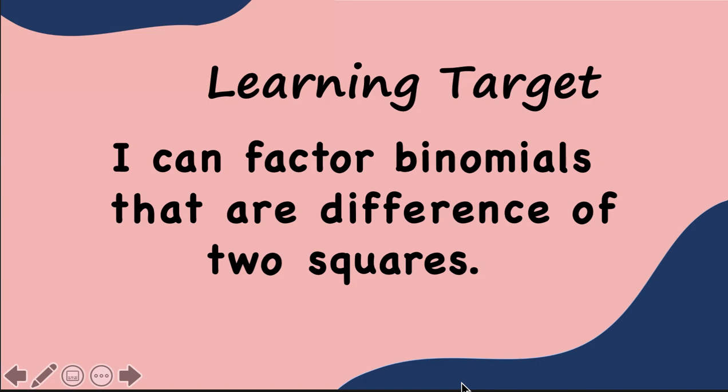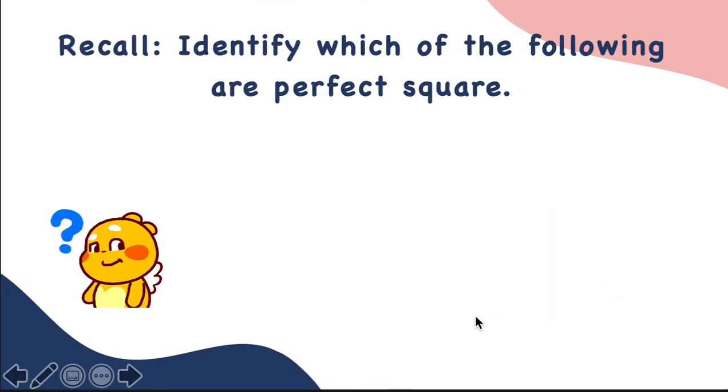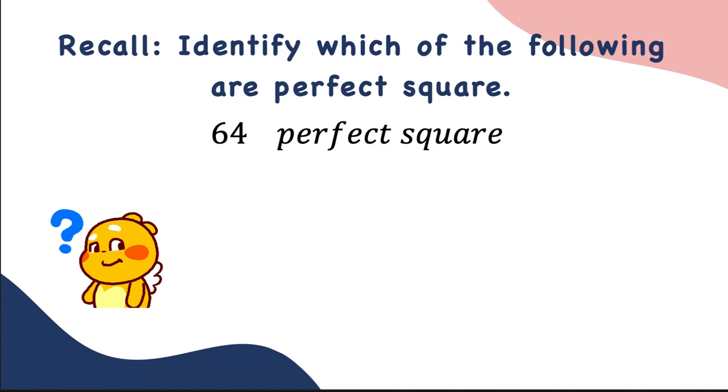So before we go to factoring, let us first recall perfect square numbers. Recalling how we are going to identify each of the numbers or expressions here, whether they are perfect square numbers or not. So let's have the first one. 64 is a perfect square number because if we multiply 8 by itself, the answer is 64.